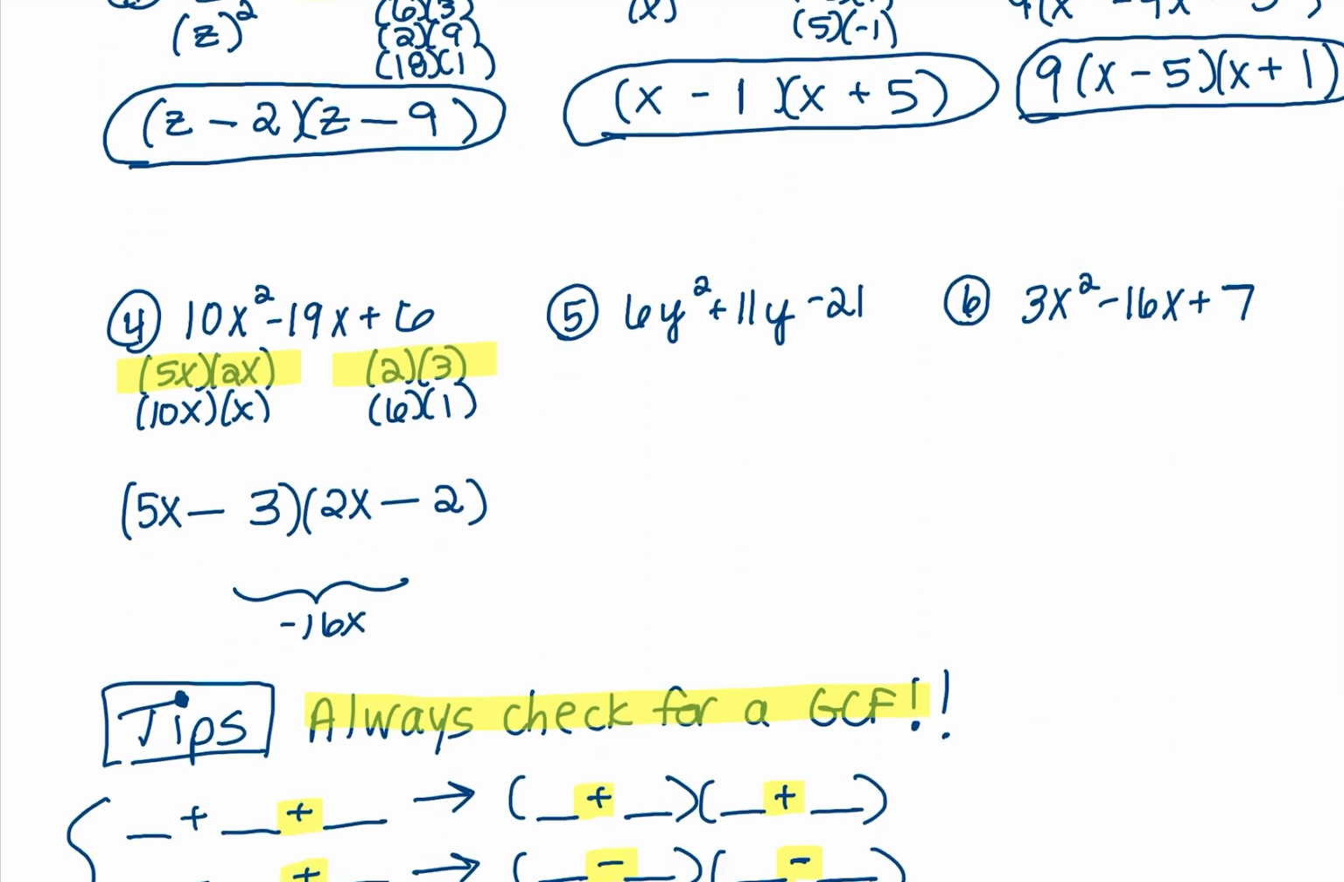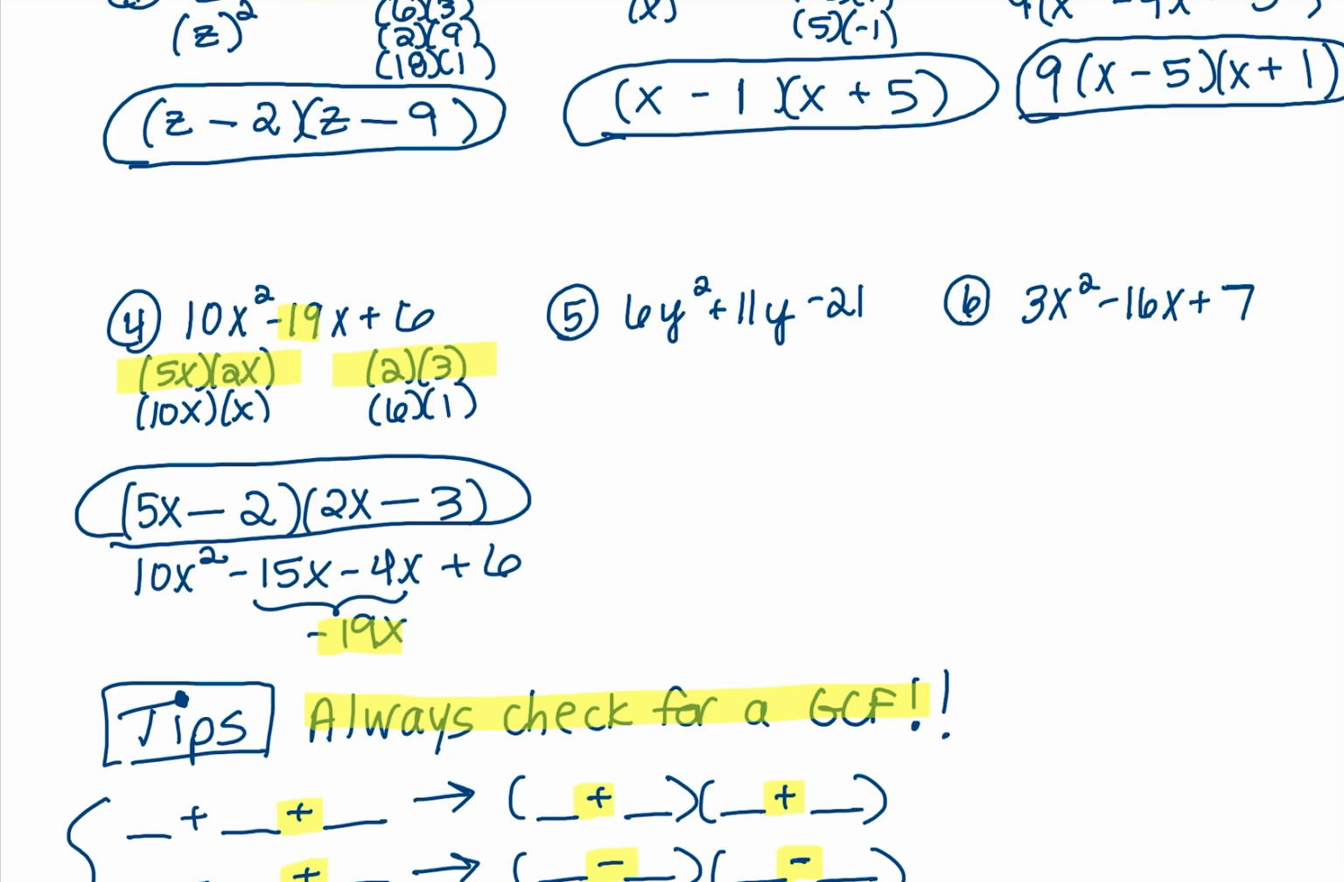There is the correct factorization. So let me get all this out of here since that's incorrect. I need to swap out. I need to put the 2 here and the 3 there. When I multiply this out, I'm going to have 10x squared, and I'm going to have minus 15x minus 4x, and then plus 6. And there is that negative 19x that I need, to match what was in that original trinomial.